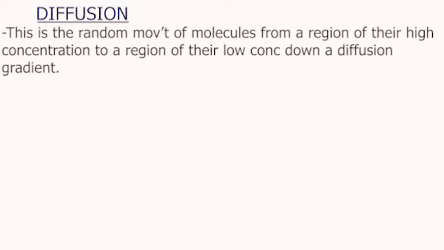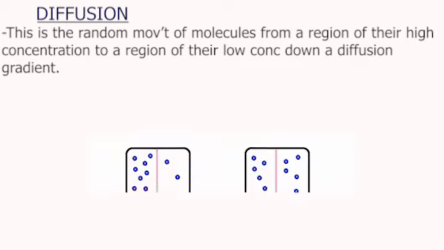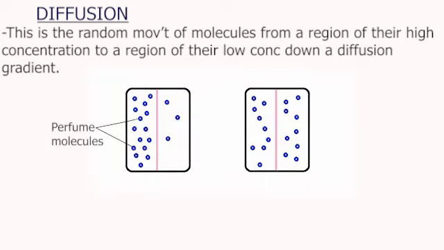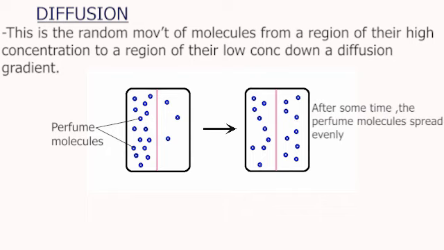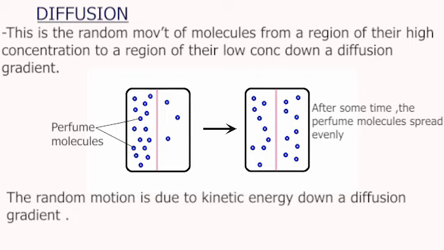Now, a diffusion gradient can be described as a difference in concentration between two points. For example, one example of diffusion is if perfume is sprayed on one side of a room, you realize that after a certain time, even the person on the opposite side of the room will be able to smell it. This is because the perfume molecules spread evenly throughout the room, and this occurs by random motion of molecules due to kinetic energy down a diffusion gradient. Diffusion in the body occurs across the cell membrane, and it's essential for many cell functions.